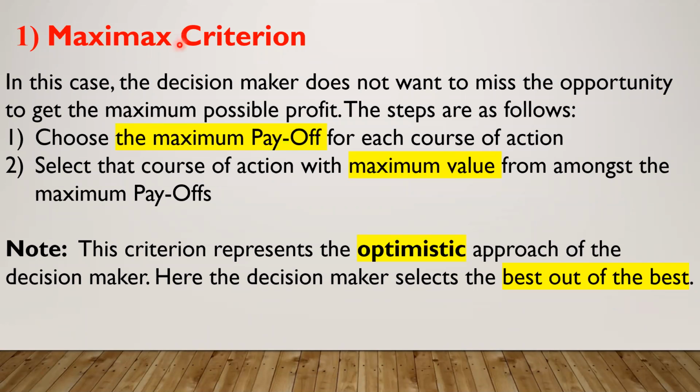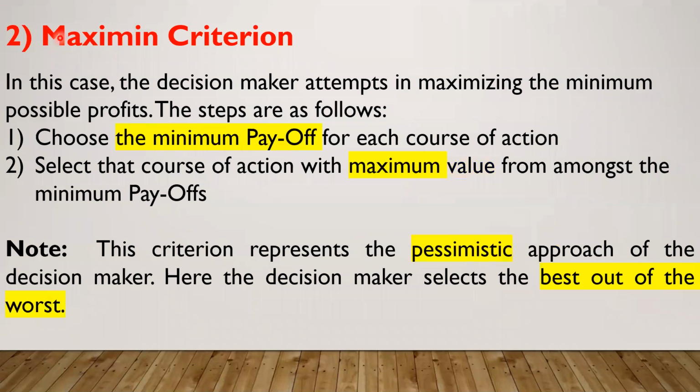That is why the name Maximax criteria. Second one, Maximin criterion. As I told you, there are some people who are pessimistic in nature. Pessimistic means they feel slightly in a negative way. So in this criterion, a decision maker follows the following steps.